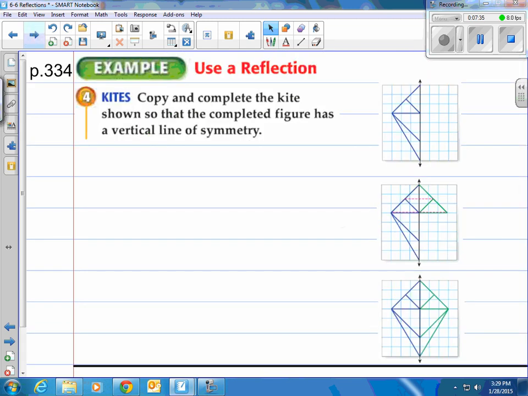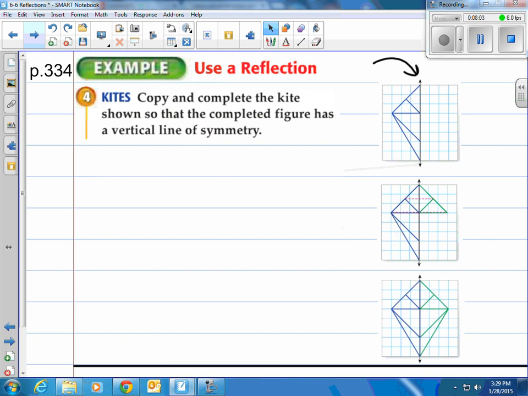All right, how about this? Last piece, use a reflection. How do you use a reflection? Well, you can help yourself make a symmetry of a particular picture. In this case, we're going to talk about a kite. So copy and complete the kite shown so that the completed figure has a vertical line of symmetry. The vertical line of symmetry is that line where we can cut something in half, and the left side and the right side would be the same in this case.